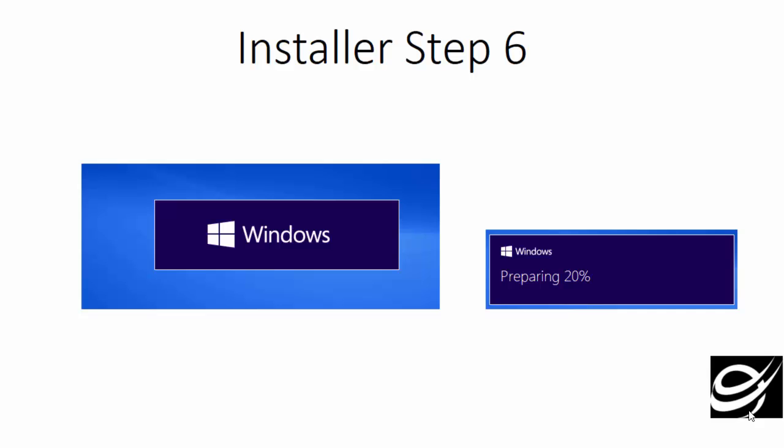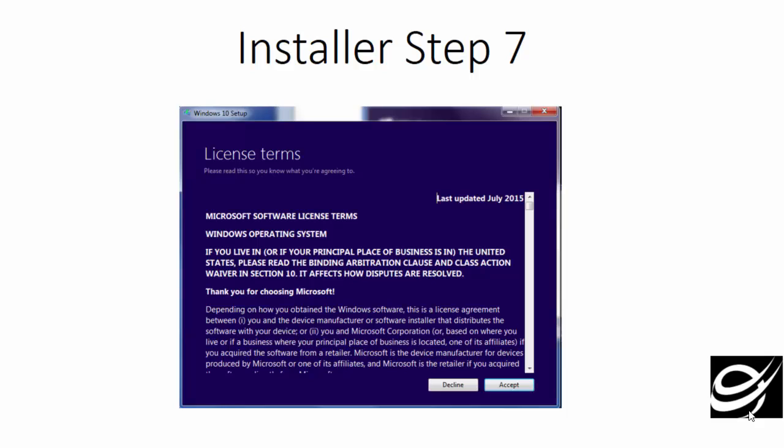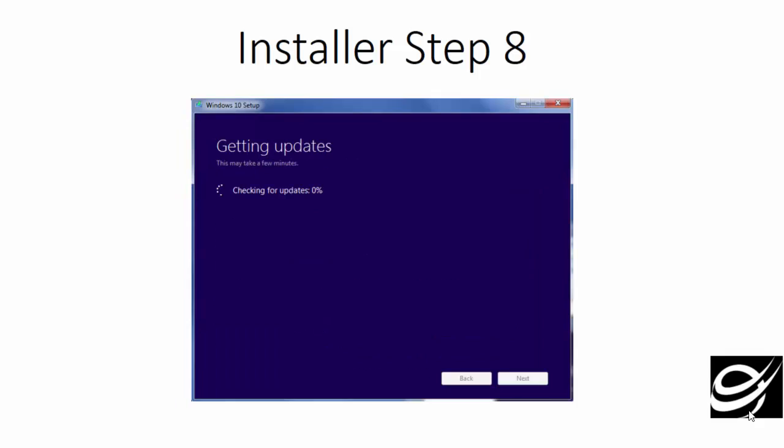Then once that happens, you're going to see the pop-up of the Windows icon, and then it's going to run the percentage preparing for the installer. Then you're going to have the license and agreement terms associated with upgrading to Windows 10. You will scroll down all the way to the bottom just to read all the terms. Click accept. Once you click accept, it's going to get updates for your device.